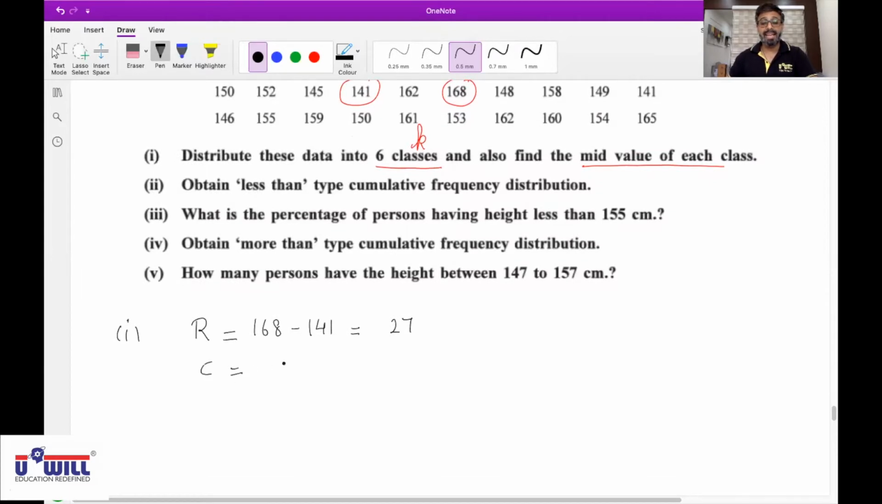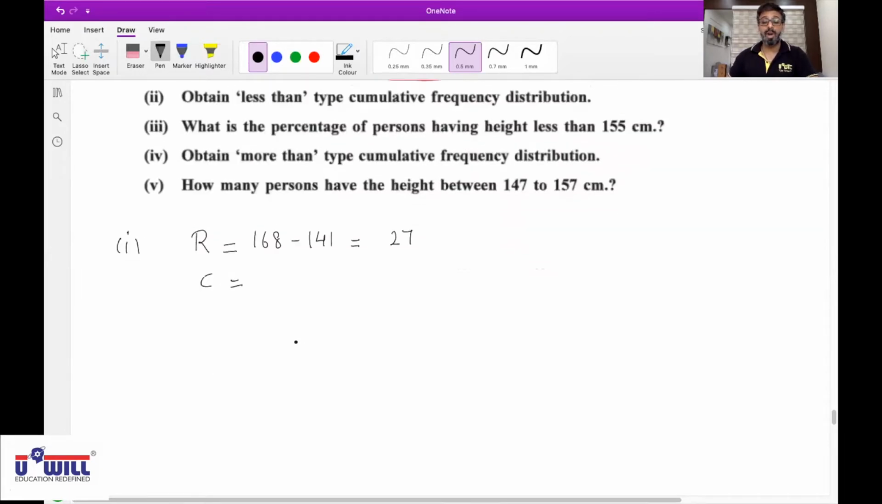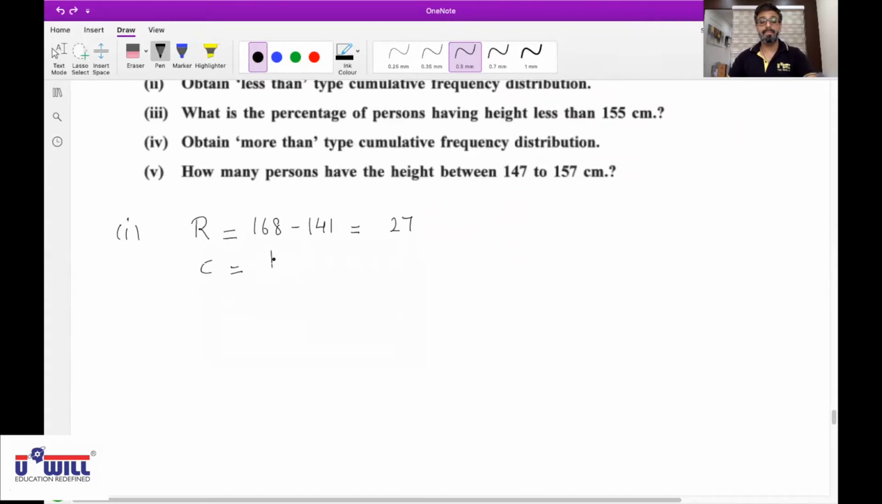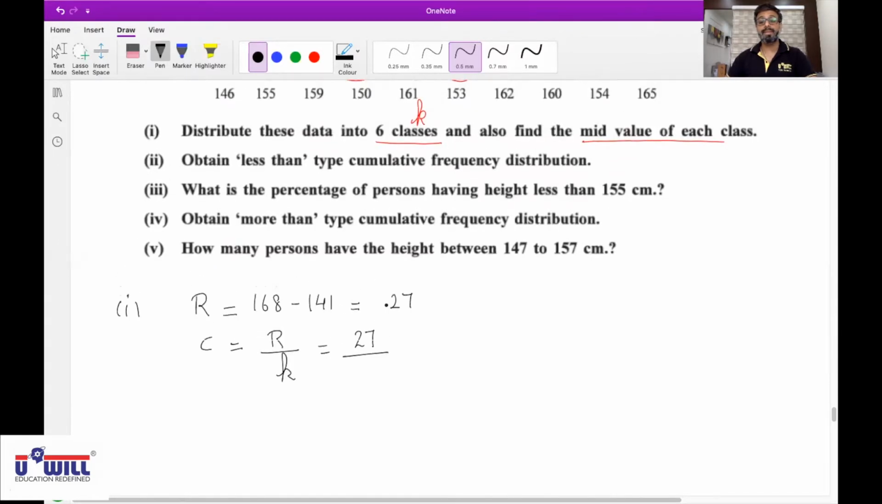Aditi, how will we find the class length? What was the formula of finding C? R upon K. So what is R? 27. Upon K? 6. 6 classes. All of you can see 6 classes. K is equal to 6. What is 27 divided by 6?